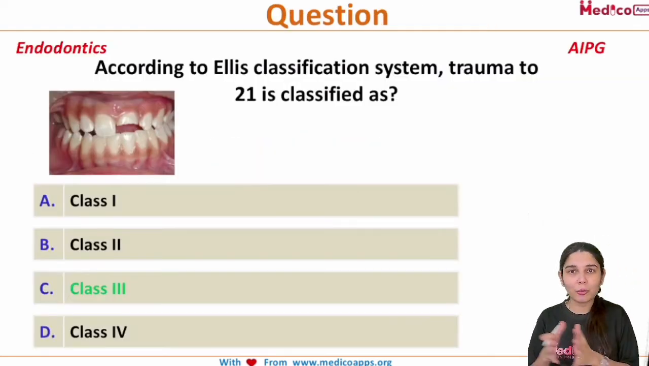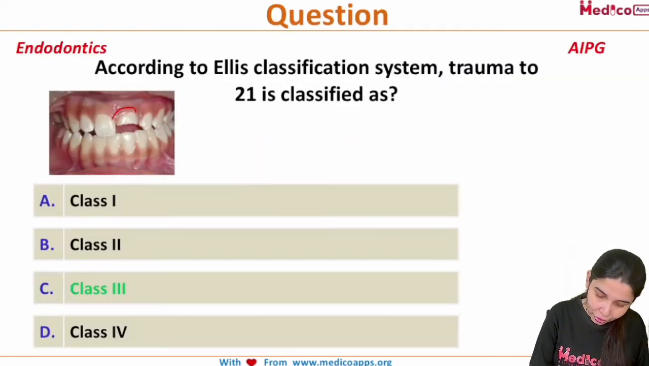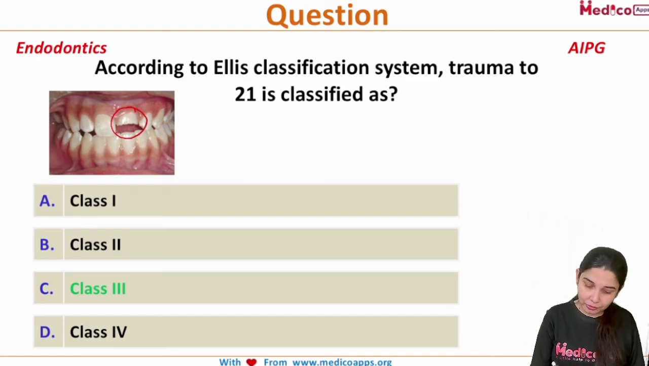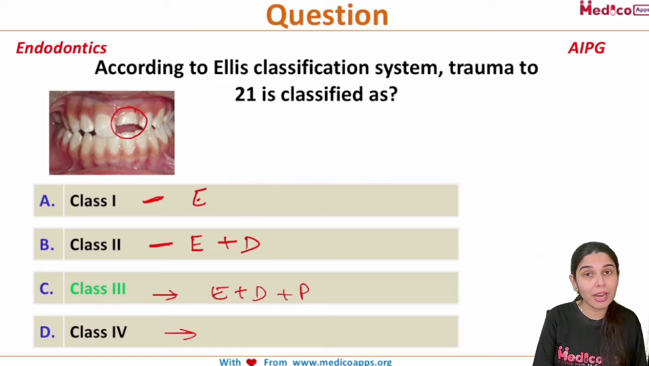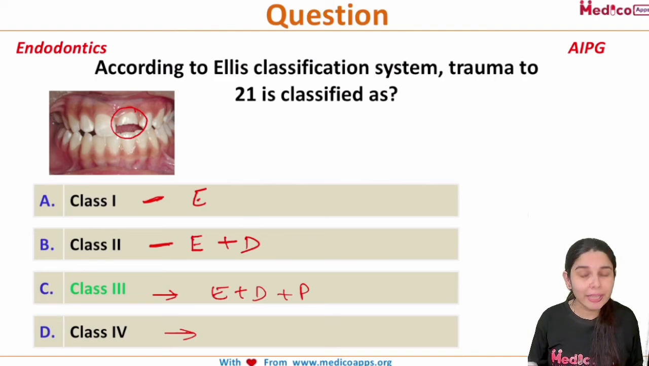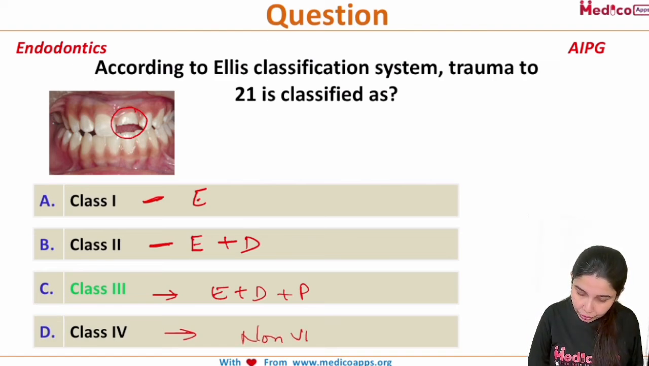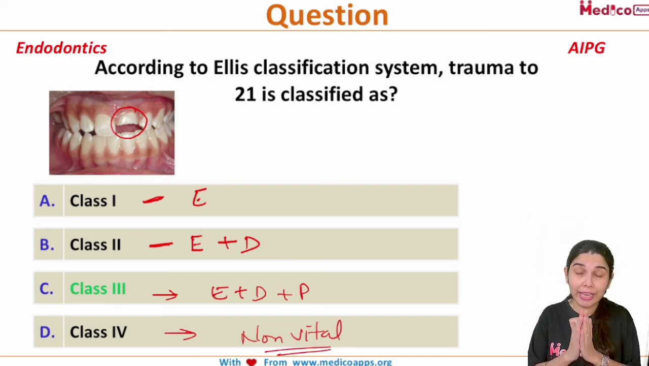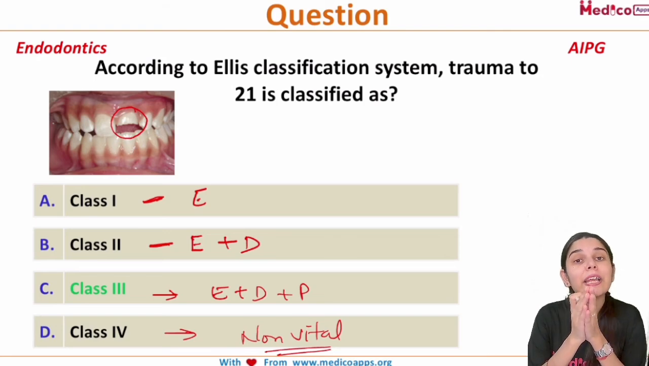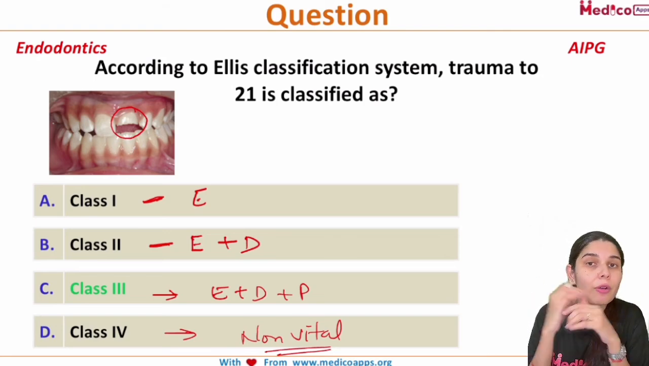So moving to our question again, this is a case of class 3. And eliminating the options, class 1 is when there is enamel involvement. Class 2 is enamel plus dentin involvement. Class 3 is enamel plus dentin plus pulp involvement. And class 4, what was class 4? When the tooth is traumatized and it becomes non-vital. So this was the options and how we have eliminated the options by understanding the Ellis classification from 1st to 9th.